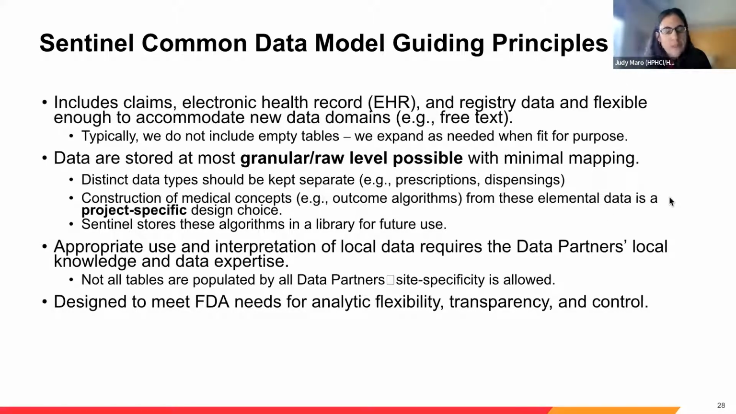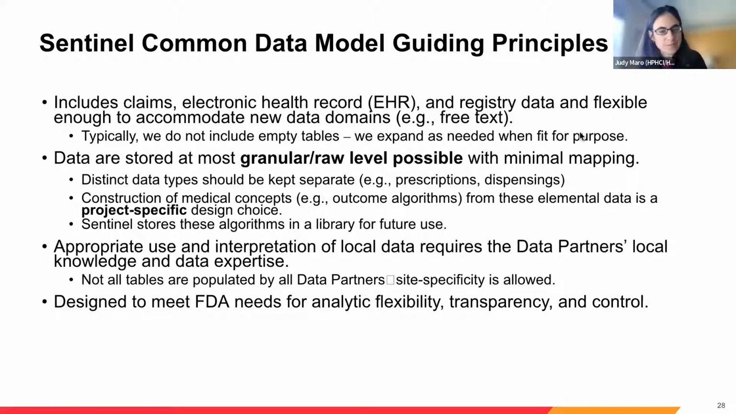We always rely on local expertise whenever possible to understand more about the data. As Mike and Robert know well, I have talked to them at length about how Canadian data is different from American data and learned a lot about it. We take that local expertise into account whenever we think about doing any type of analysis. But ultimately, the main consumer, or first user, of the Sentinel Common Data Model is the US FDA, who uses it for regulatory decision-making. They prioritize analytic flexibility, transparency, and control.